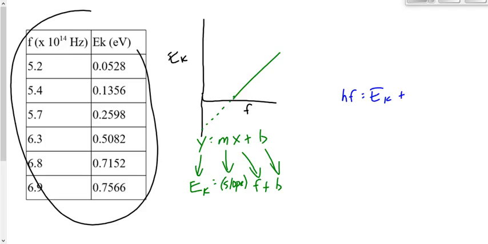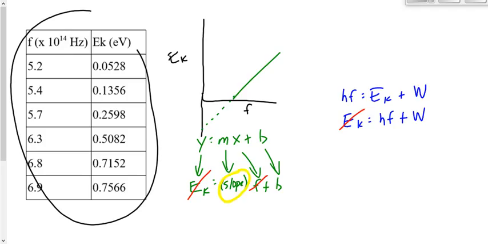HF is equal to EK max plus the work function. Now let's rearrange that to take the same form. And when we do, it's going to look like this: EK is equal to HF plus the work function. Agree? Is that okay? Let's start crossing off things that appear in both. EK appears in both. F appears in both. What are we left with?